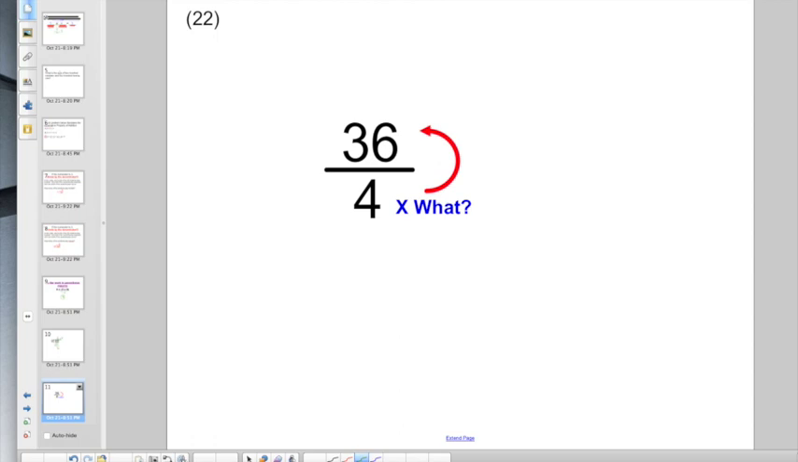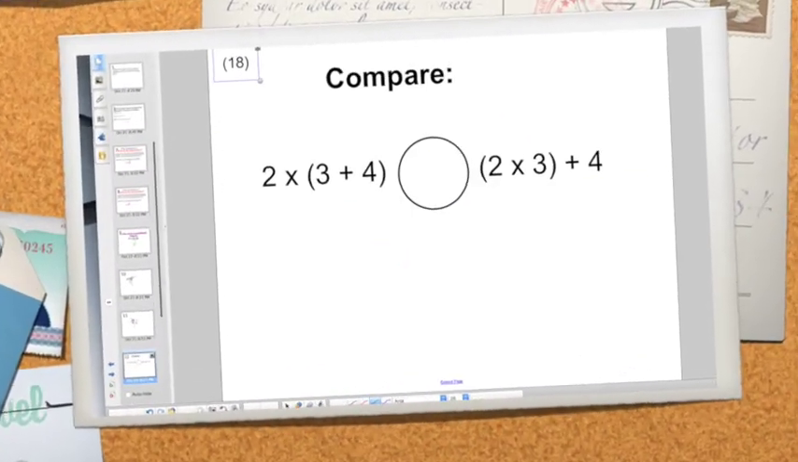Okay, another straight up dividing problem. The easiest way about these, just think. 4 times what gives me 36? Hopefully you know there. 4 times 9. So 36 divided by 4 is 9.